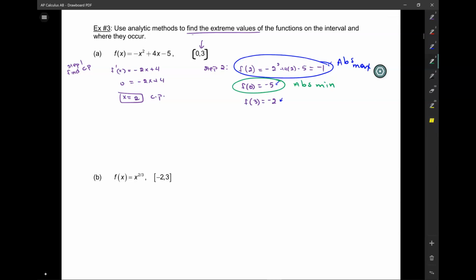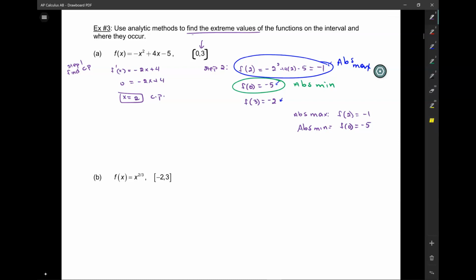I plugged 0 into f, I got negative 5. Okay? So you find the critical points, and then you plug the critical points and the endpoints into f, and the highest value is your maximum, the lowest value is your minimum. So how would you express that? You just say absolute max: f of 2 equals negative 1; absolute min: f of 0 is negative 5.